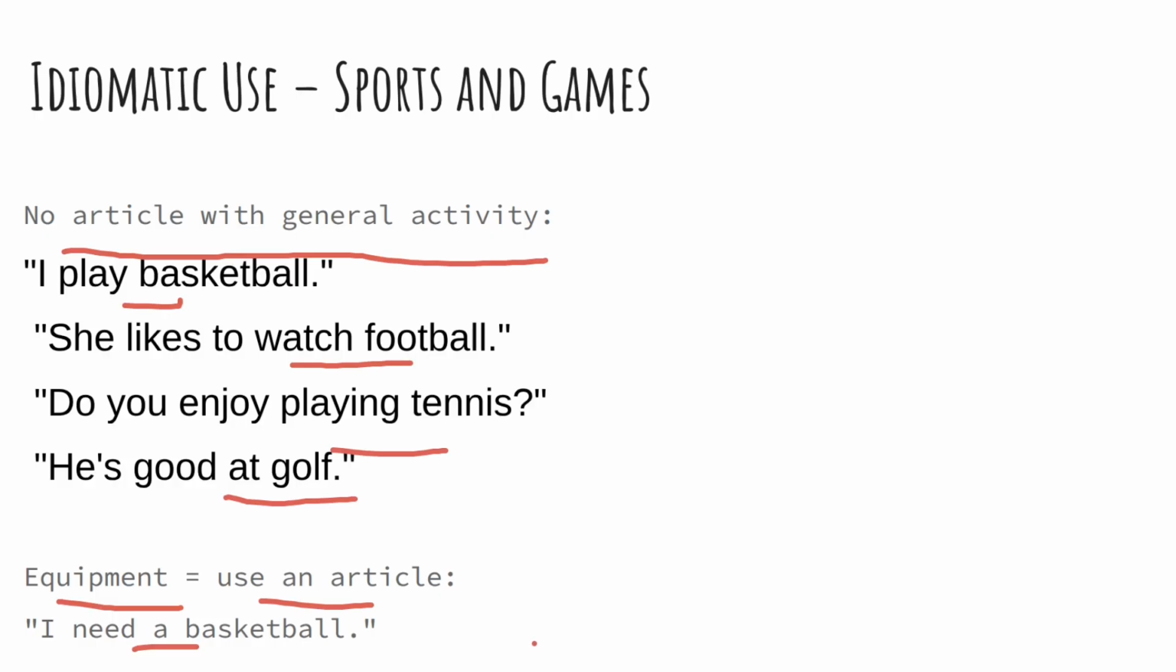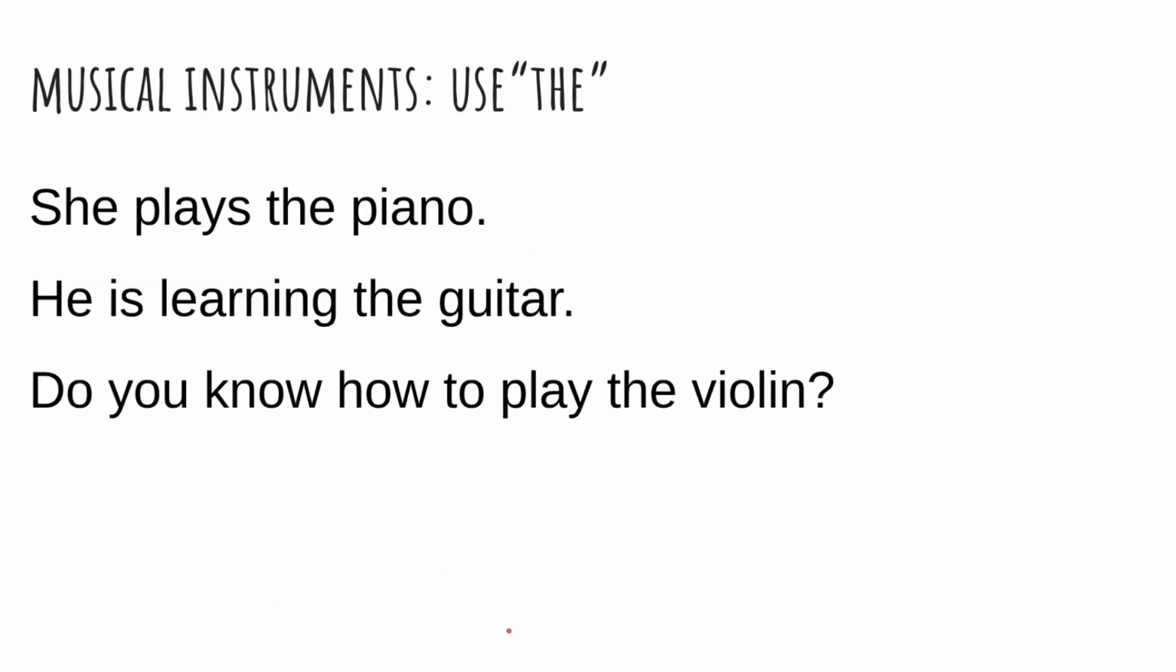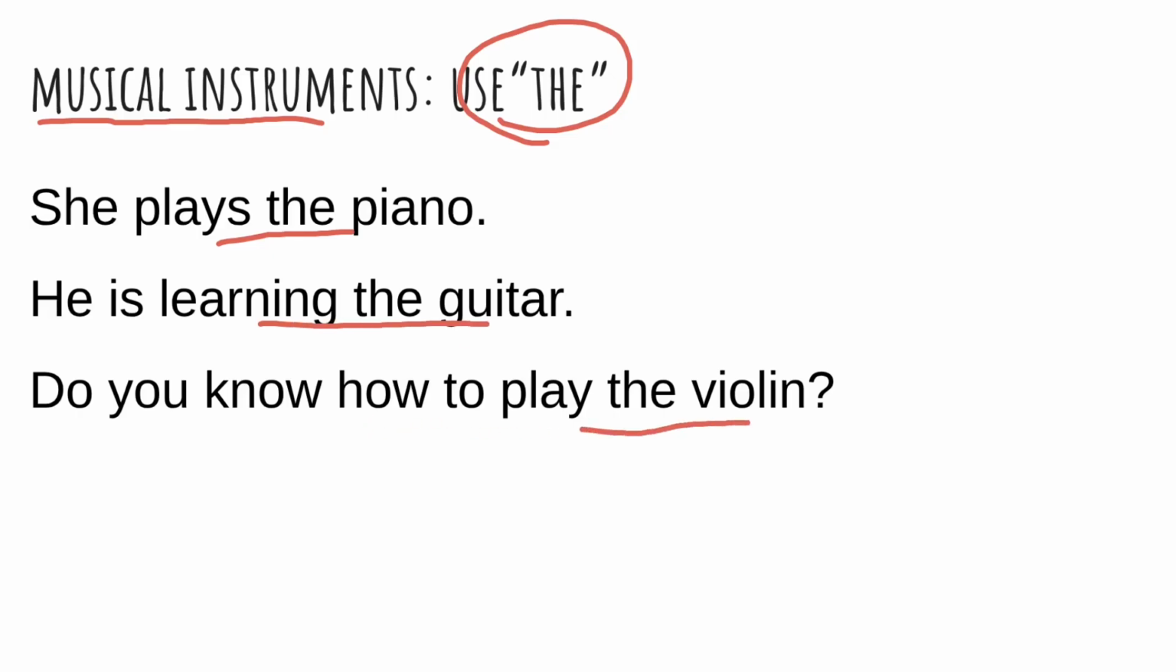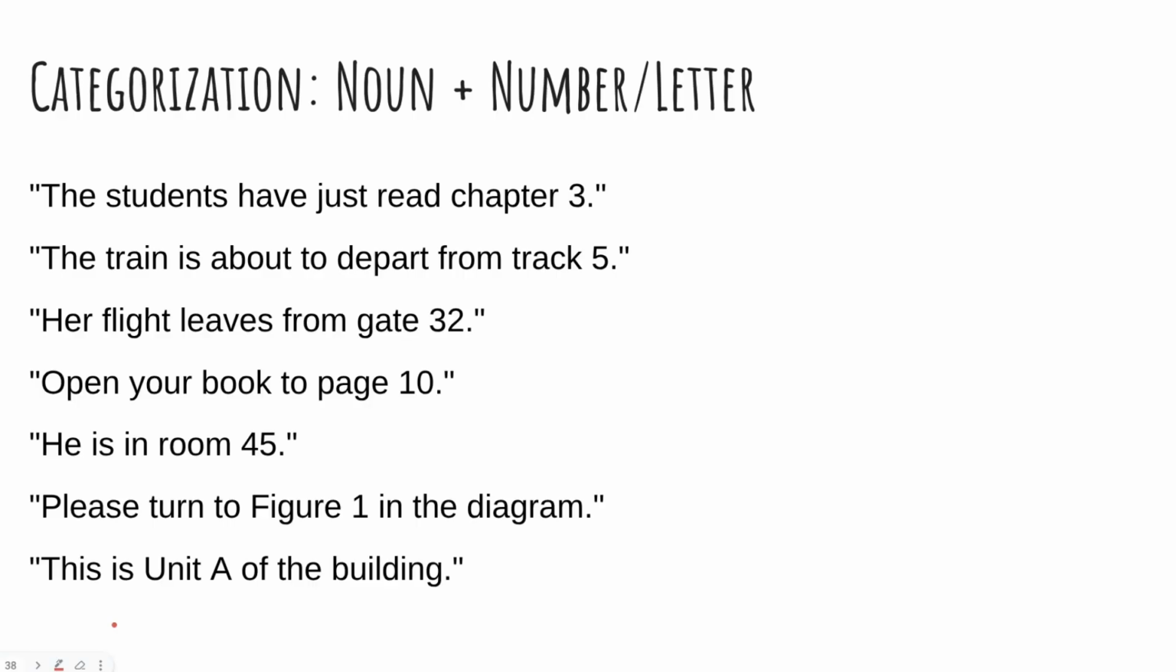But when talking about musical instruments, you do use the definite article the before the instrument's name. Examples: she plays the piano. He is learning the guitar. Do you know how to play the violin? 6. Noun followed by a number or letter. There is no article before a singular countable noun when it is immediately followed by a categorizing letter or number. This structure refers to a specific item identified by its label. Rule is noun plus number or letter uses the zero article.